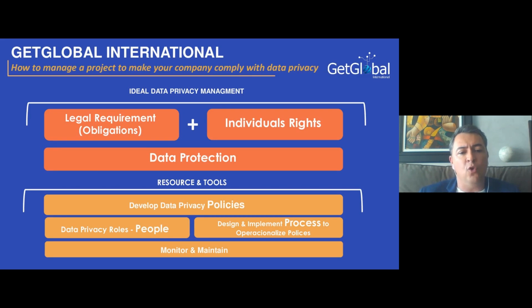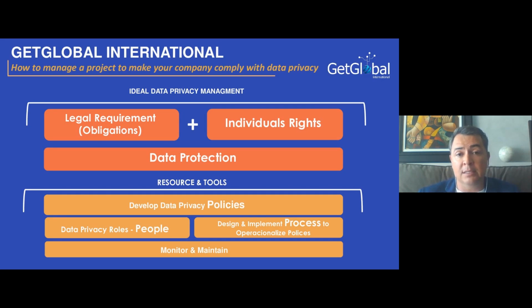So what sources do we have? What tools do we have? The first thing that we need to keep in mind is that we need to develop data privacy policies. We need those policies because the policies are where we are going to stipulate the roles and the process that people will have to follow to make the company comply with the legal obligations, the legal requirements, respect the individual's rights, and keep a pretty strong data protection program in place.